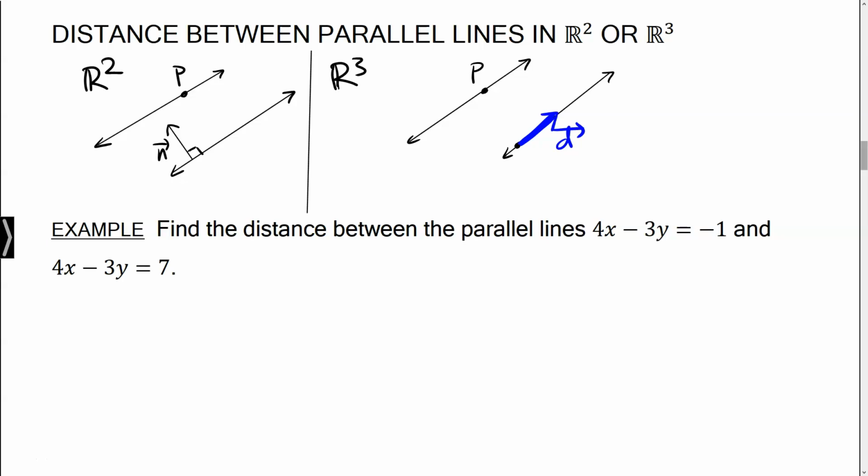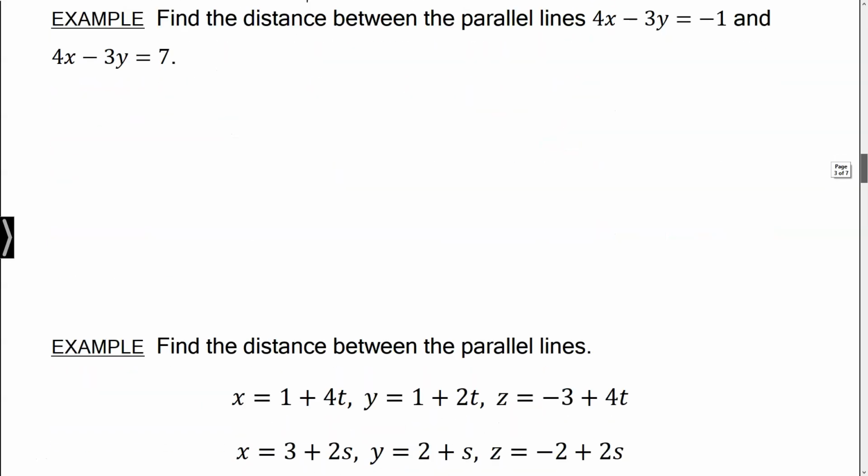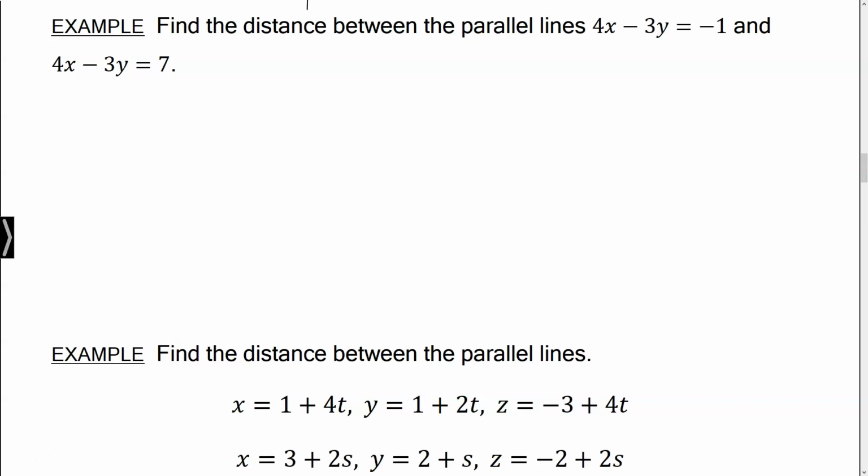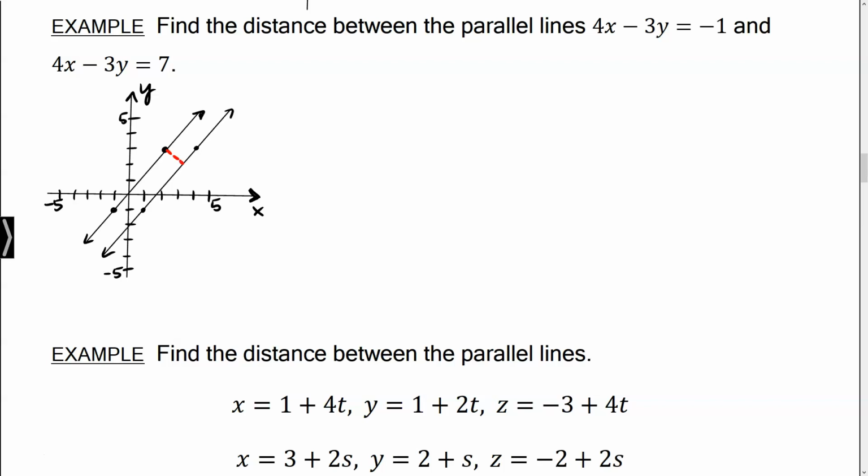So let's look at a couple examples. Find the distance between 4x minus 3y equals -1 and 4x minus 3y equals 7. So clearly we can see these lines are parallel. They're written in the general form where we can read off the normal (4, -3) in each case. So there's our 2 lines.